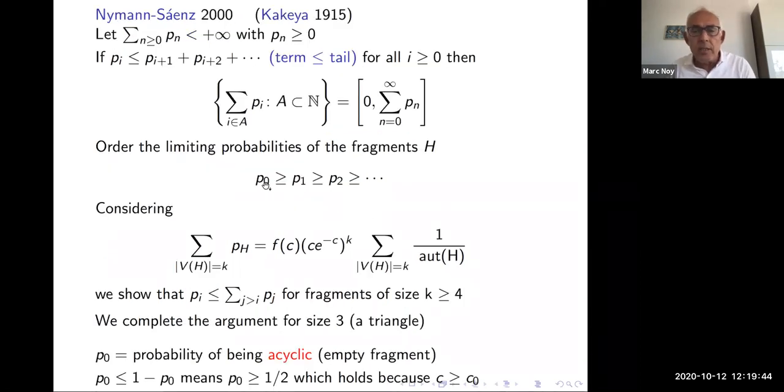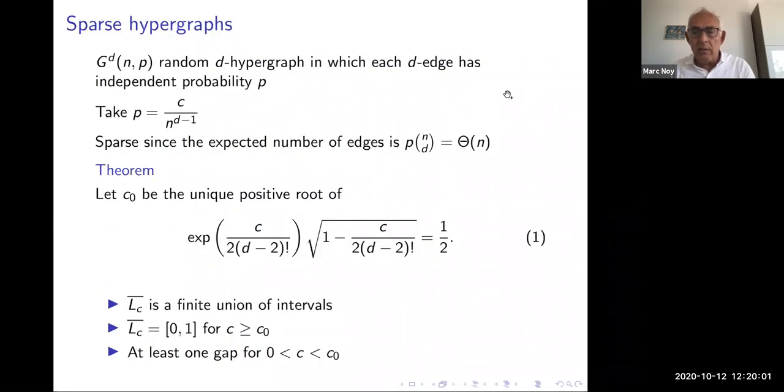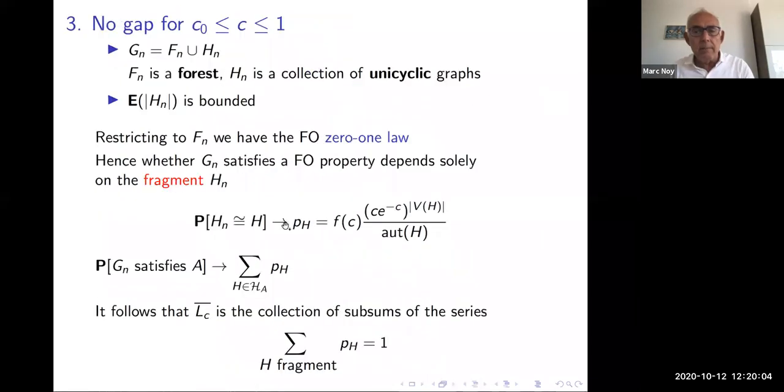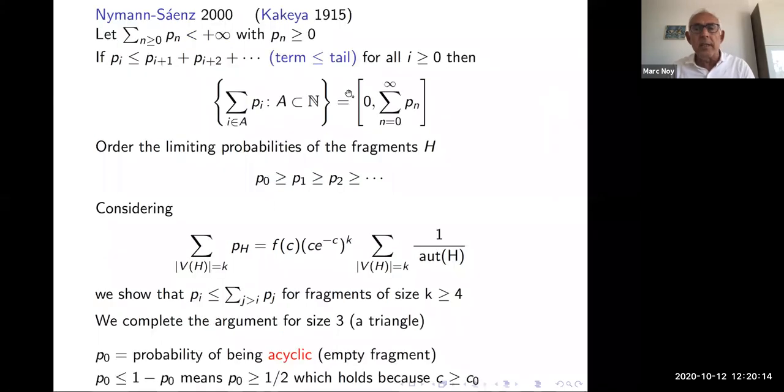What does not change is that the largest probability is always that the fragment is empty. And fragment empty means that the graph is acyclic. Is that clear? Okay. Fragment empty means that the graph has no H, so no unicyclic graphs, so it is acyclic. Good.